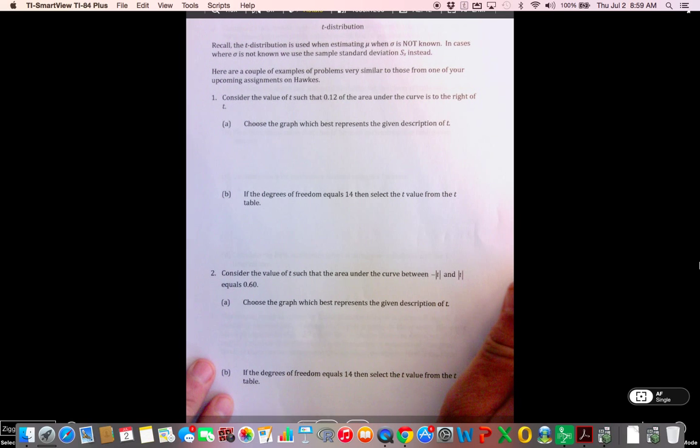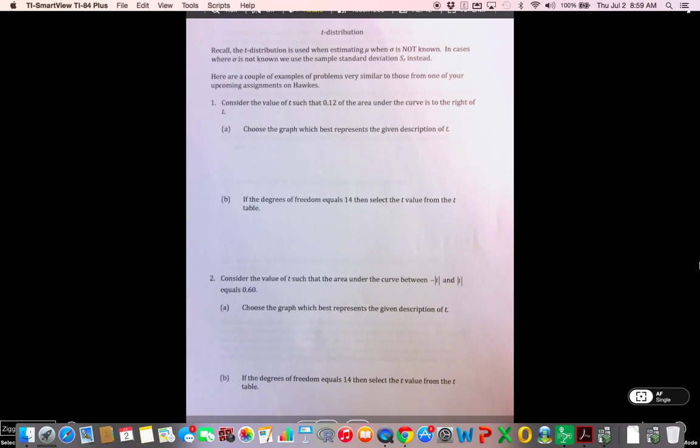All right, gang. Recall the t-distribution. Now we're going to get into the new stuff. I thought it was good to review something before we got here. Recall that the t-distribution is used when estimating mu and sigma is not known. In cases where sigma is not known, we use a sample standard deviation instead. So here are a couple examples very similar to those from one of your assignments on Hawks.